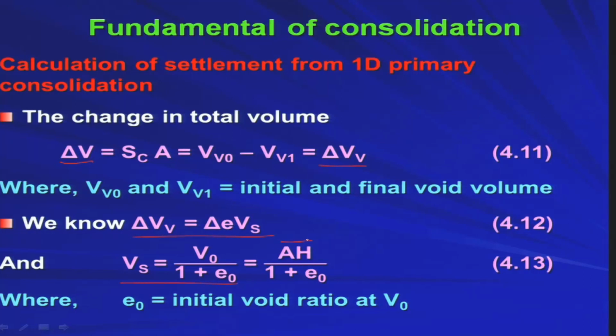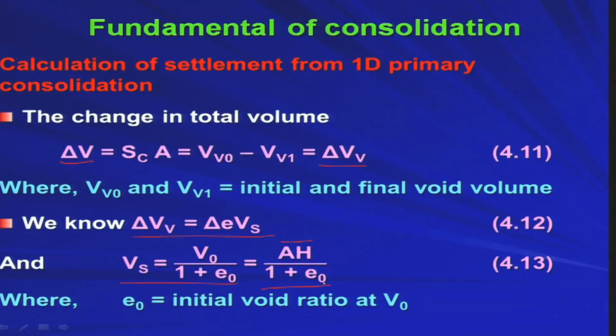V naught is the initial volume, which we have already seen, is equal to A H, where A is the cross-section area and H is the thickness, divided by 1 plus e naught, where e naught is the initial void ratio at V naught. So when the volume of soil is V naught, at that time your void ratio is e naught. So we can establish this equation 4.13.